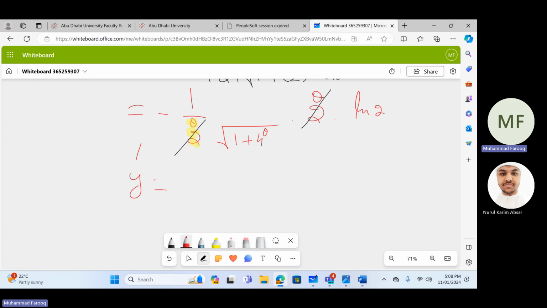y prime is equal to negative ln 2 divided by the square root of, by the way, if you put it like that, no issue, no problem. It's fine. Was that 2 theta squared? It's okay. 2 theta squared or 4 power theta, they are the same thing. Don't worry, please. You understand?